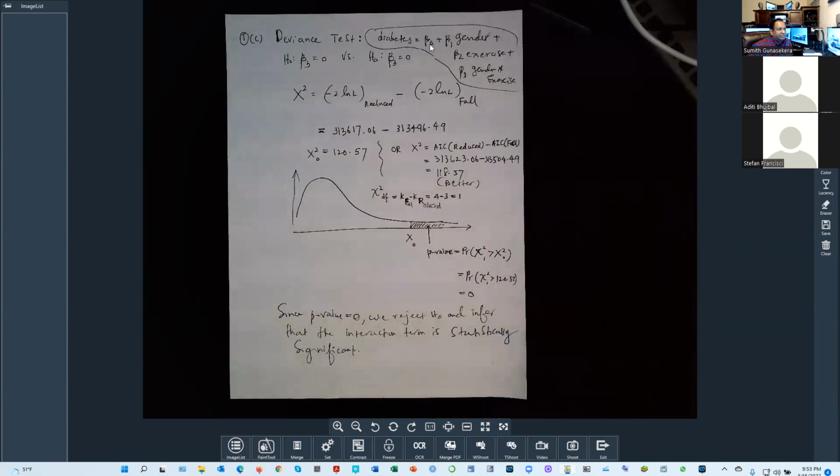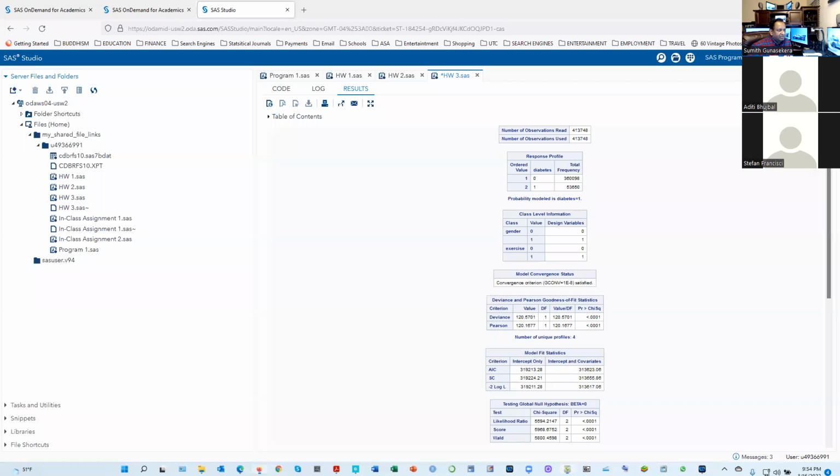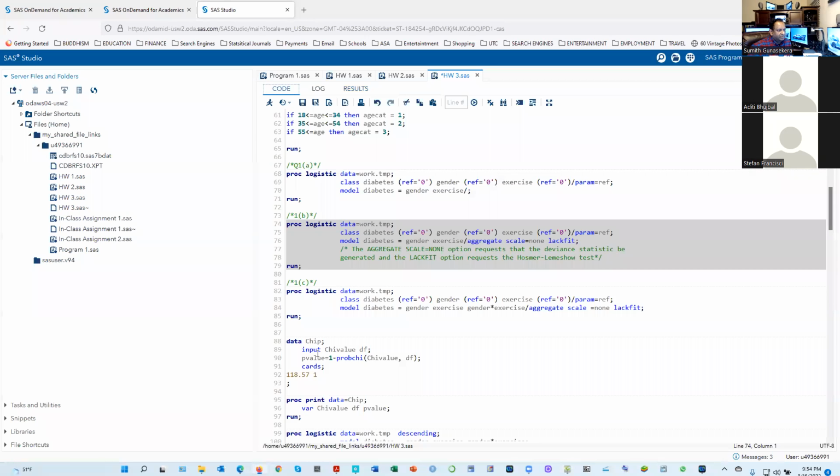Now I'm going to put the beta naught, beta 1, gender, exercise, and interaction term. Now again, this is my test of hypothesis. This is for the reduced one, this is for the full model. Reduced means only the reduced model, how it looks, the model that you saw earlier. The full model is the model that we have now. So when you run this one, you can remember that.